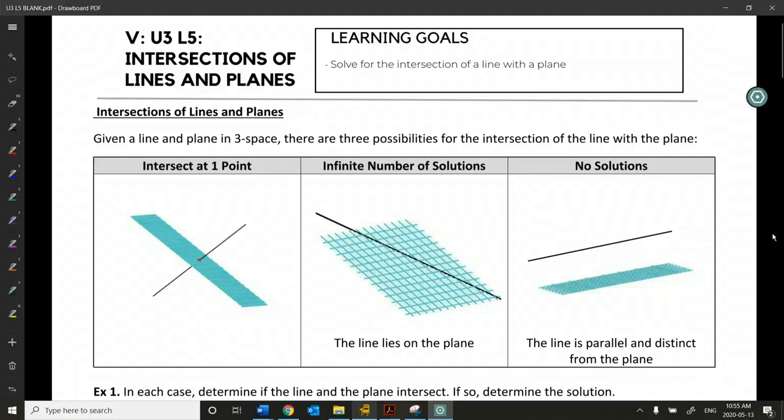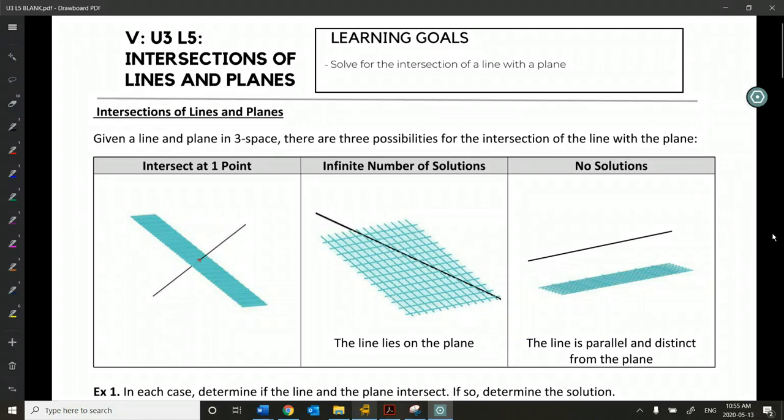Welcome everyone. Today we're going to take a look at intersections of lines and planes in 3-space. So there's 3 options that we can have for how a 3D line can intersect a plane. And that would be that they intersect at one point, so the line just kind of crosses through the plane.